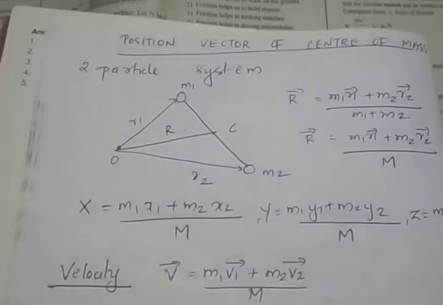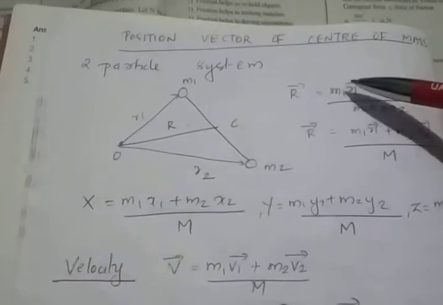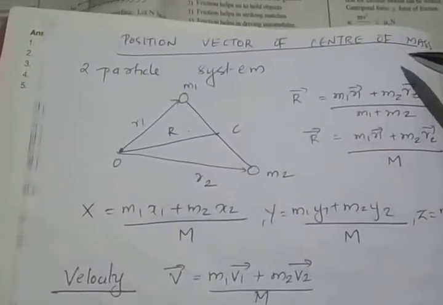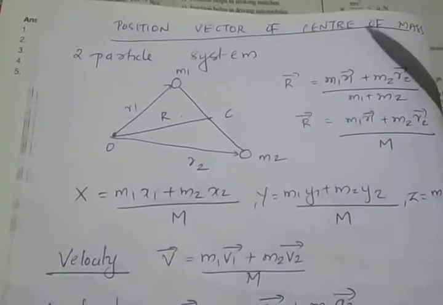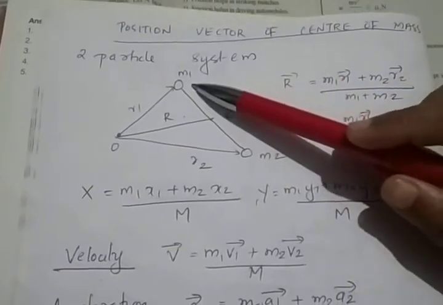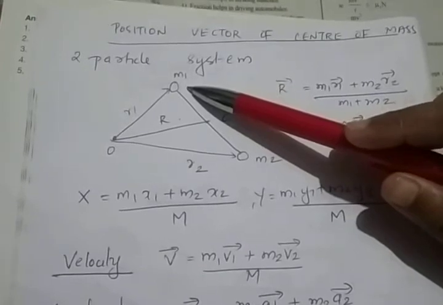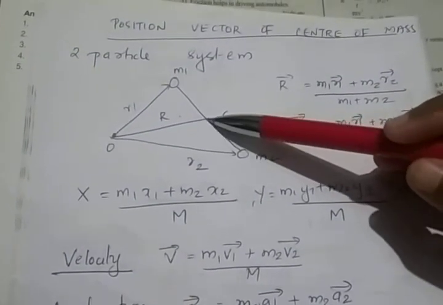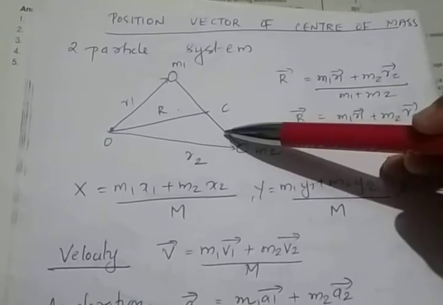Next is position vector of a center of mass. So the expression for position vector of a center of mass for a two particle system is important. For that, consider a two particle system. This is the first particle of mass m1, second particle of mass m2, and this is the center of mass of this two particle system.